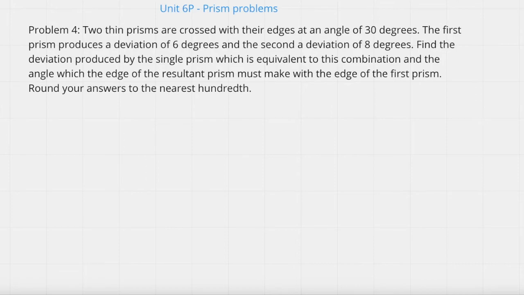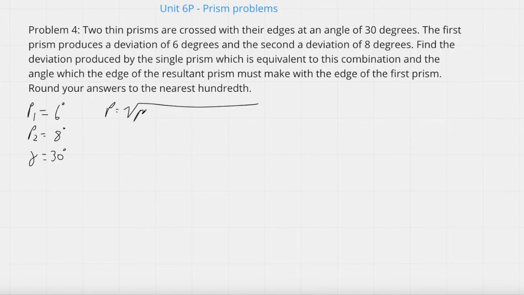Problem 4, two thin prisms are crossed with their edges at an angle of 30 degrees. The first prism produces a deviation of 6 degrees, the second a deviation of 8 degrees. Find the deviation produced by the single prism, which is equivalent to the combination, and also the angle. So we'll solve this just plugging into the formula. If you'd like to try solving it with vectors, feel free to do that on your own.